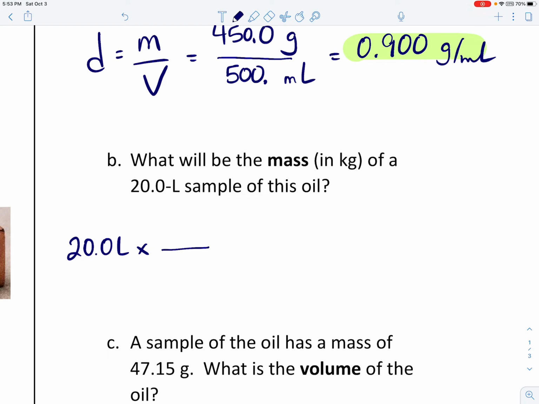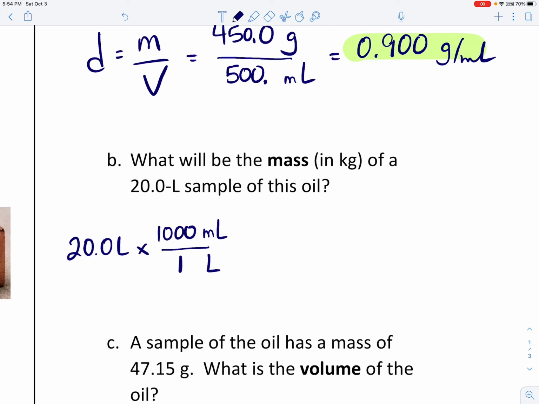Now, the density was grams per milliliter. The volume units are milliliters. This volume unit is liter. So the first thing I'm going to do is convert my liters to milliliters, right? So that I have the same volume unit that was in the density.